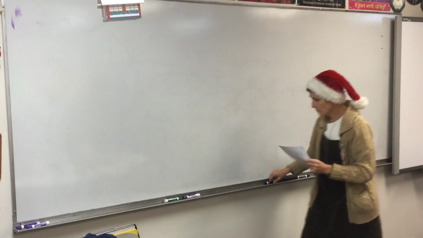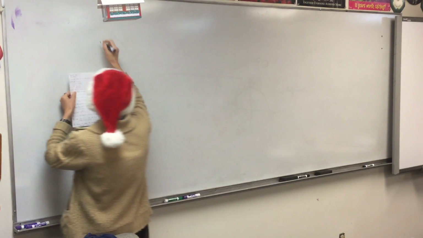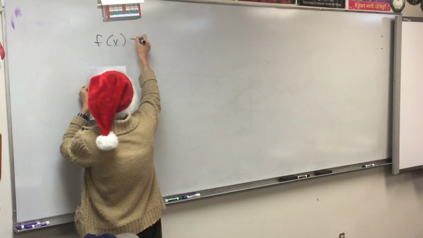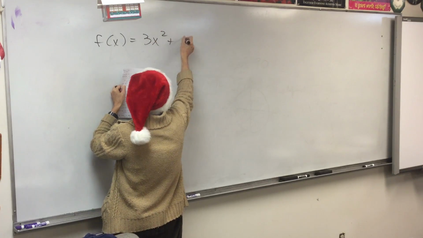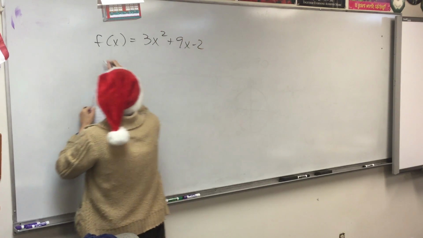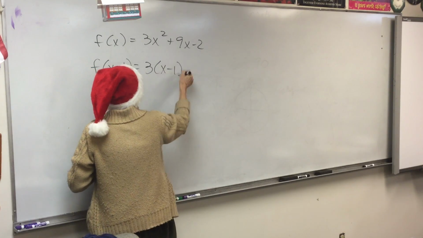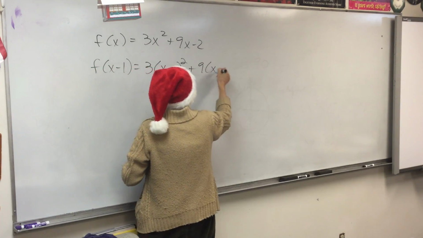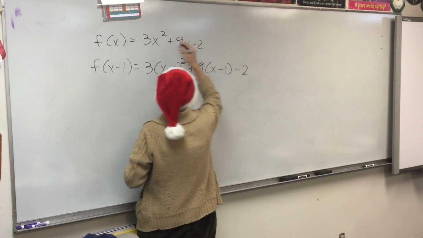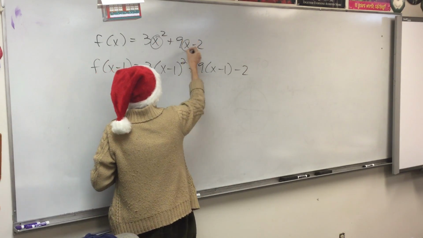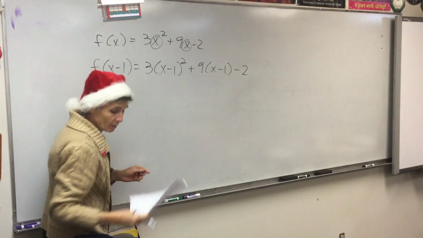So what do? You can do this. Do not make this hard. It is easy. Well, how do we find f of x minus 1? Plug in x minus 1. And then we do the simplification. So every time I see an x, I'm putting in x minus 1. Every time I see an x, put in x minus 1.